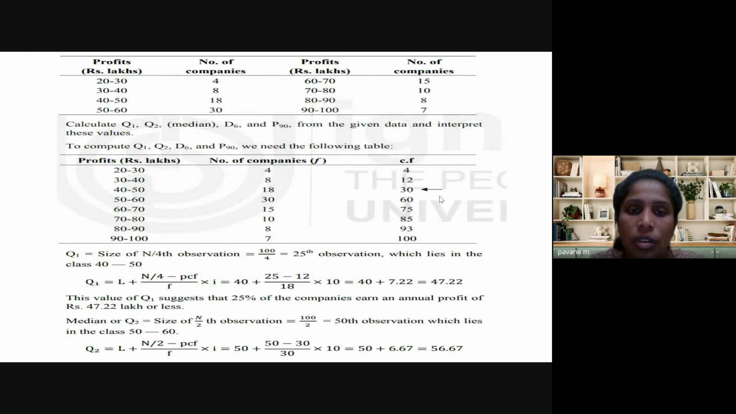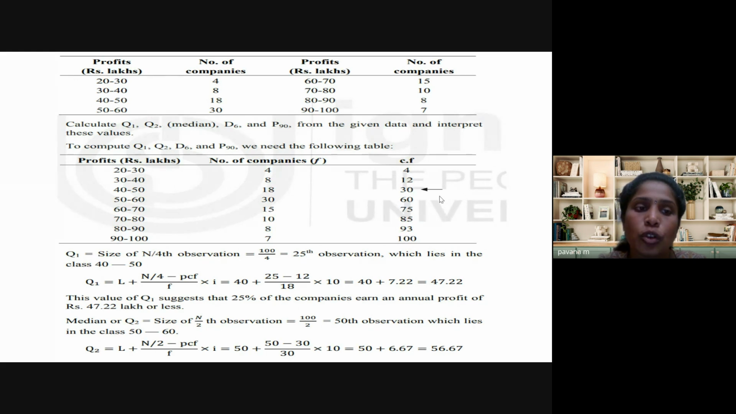So you just see how to calculate quartile, decile and percentile. Now this is the problem. In the problem they have given profit and number of companies. The profit is given in a continuous series.